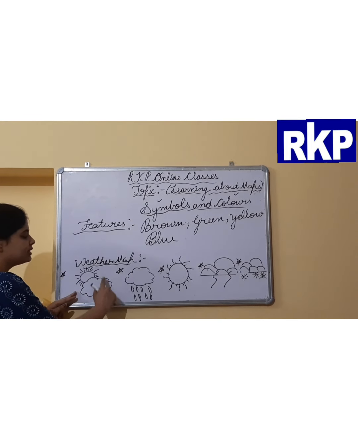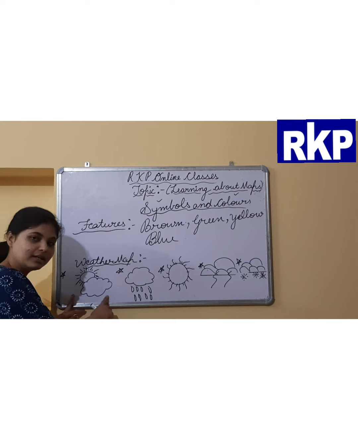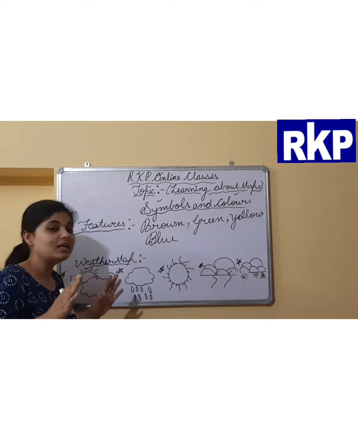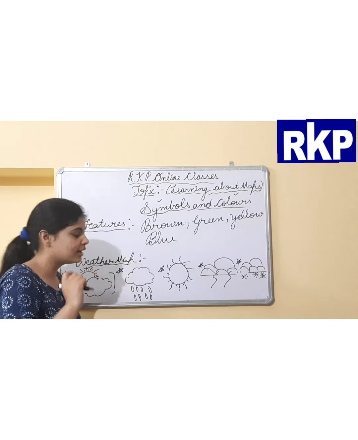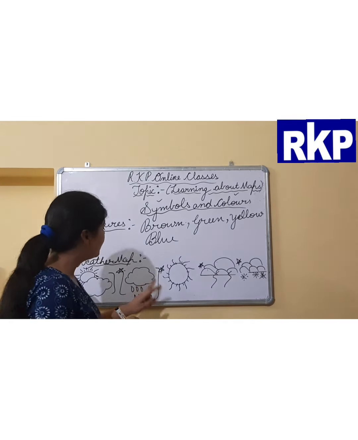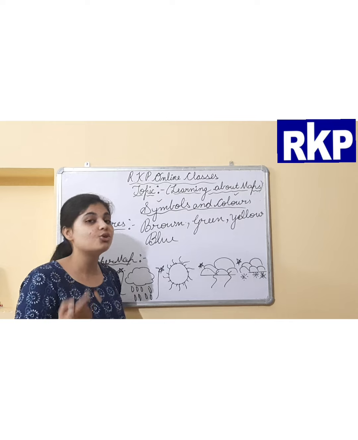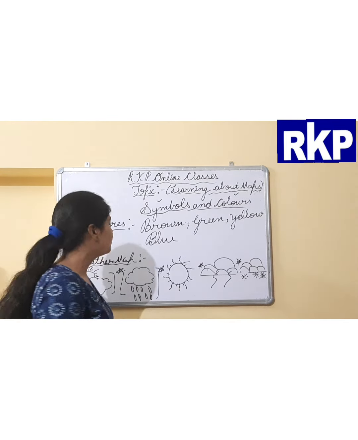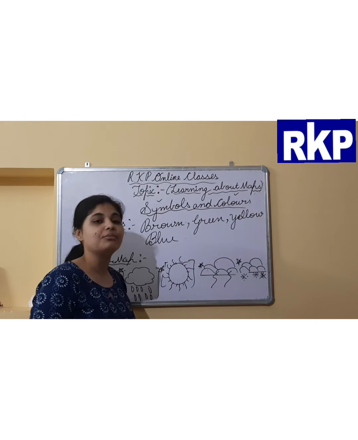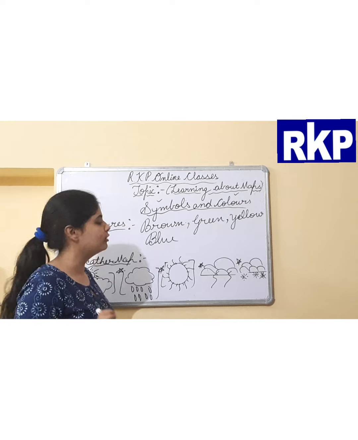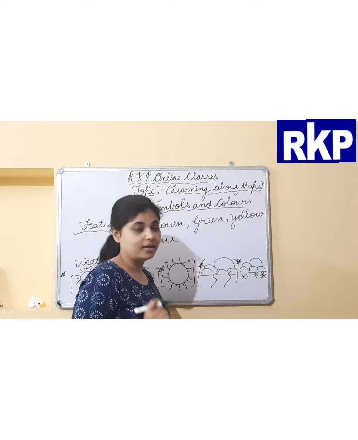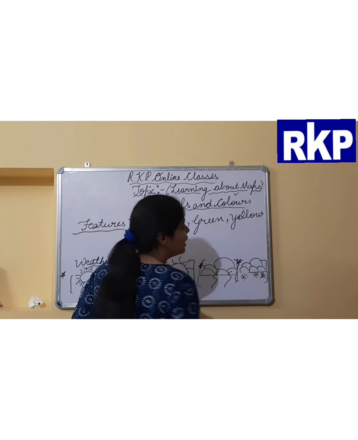For example, here you can see sun and clouds. That means today is a partly cloudy day. If the weather map is showing this symbol, that means rainy weather, that rain is coming. If this symbol is there, that means a sunny day. And this represents thunderstorm. And this symbol represents snowfall.